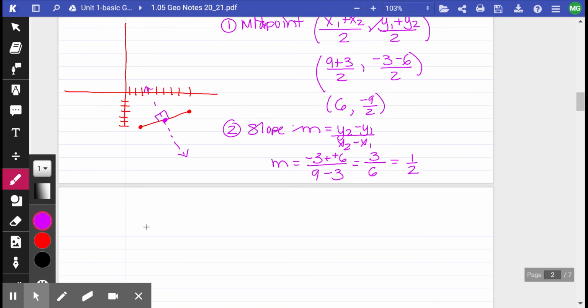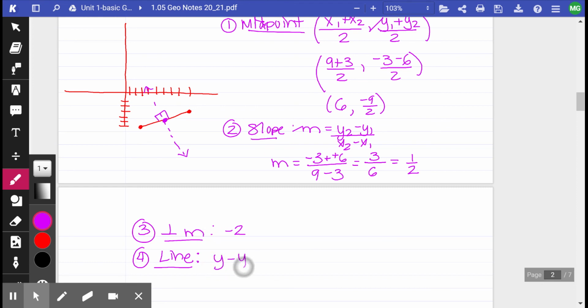But we don't want that slope, so I'm going to move on here to finding my perpendicular slope. And the perpendicular slope, I'm going to flip it, so it becomes 2, and then I'm going to negate it, so it becomes negative 2 for my new perpendicular slope. And the last thing we're going to do is write the equation of the line. So midpoint, slope, perpendicular slope, and then the line.